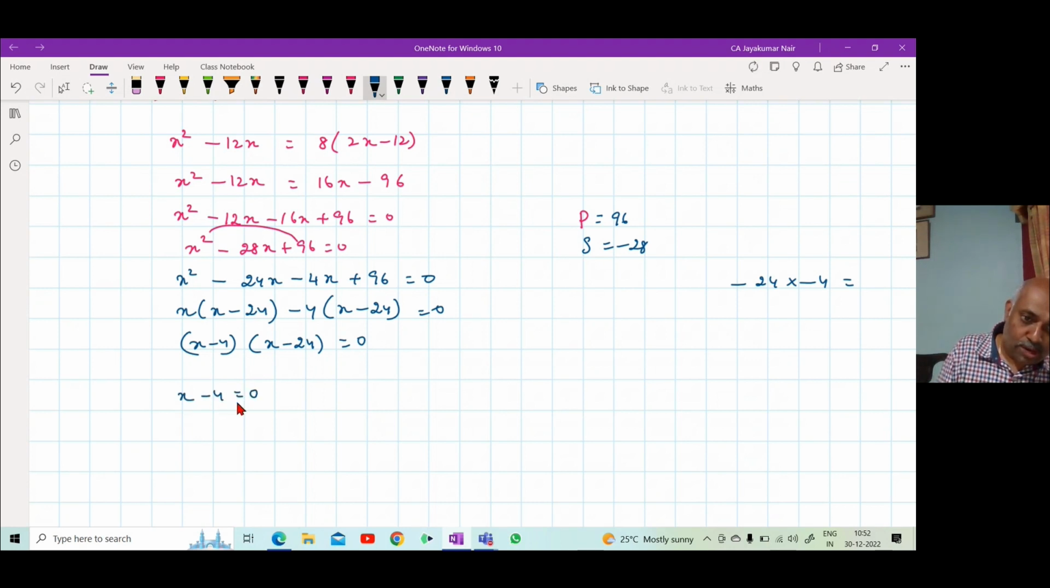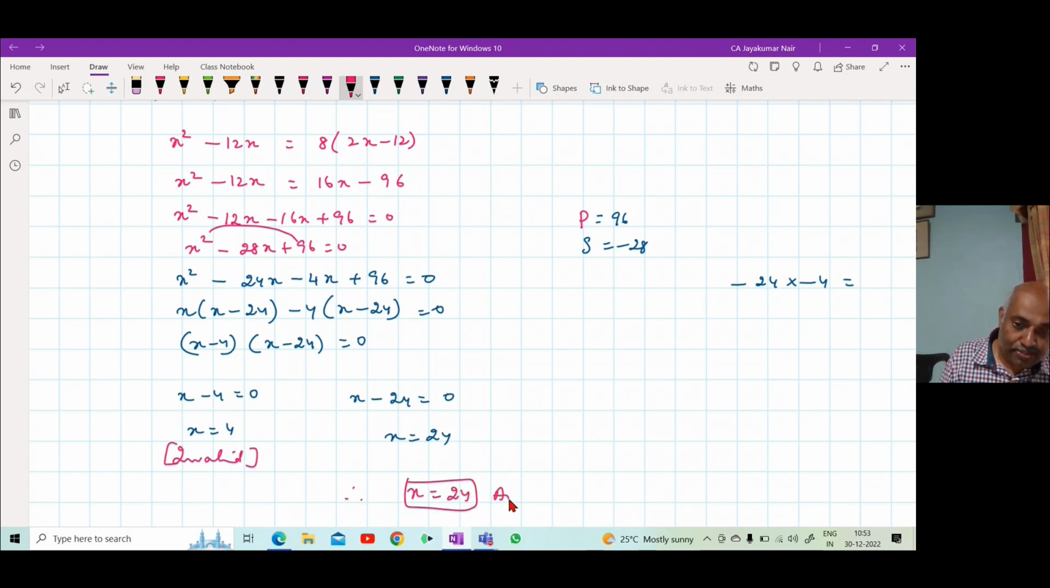X minus 6 is equal to 0, so x is equal to 6, and x minus 24 is equal to 0, so x is equal to 24. So x can be 6 or 24. This is an invalid answer. Why is it invalid? Because Amit takes 12 days less. So 6 minus 12, you'll get a negative number of days, which is impossible. Therefore, x is equal to 24.